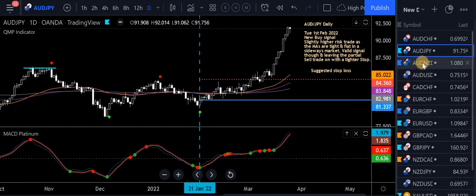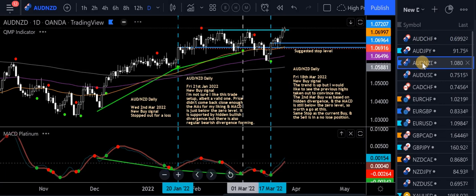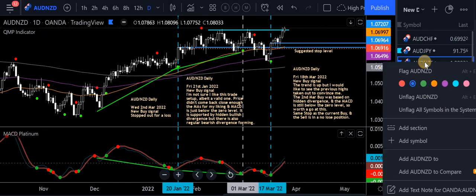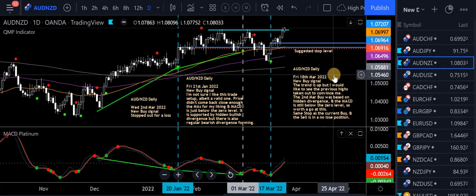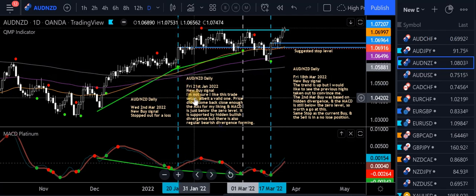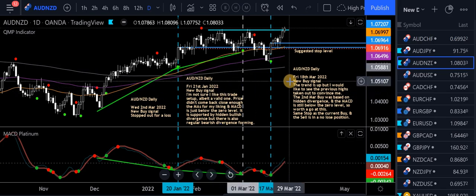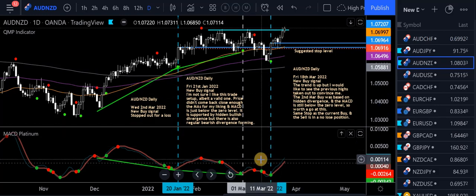Aussie, New Zealand. Let's have a look here. All right, this should be modified. It has been modified, so we'll just change the colour there. Righto. All right, we're in 2 buys. First buy back here. That's for the 31st of Jan. You can read the notes for that one. And this second buy here, 18th of March, new buy. So you can read the notes for that there.